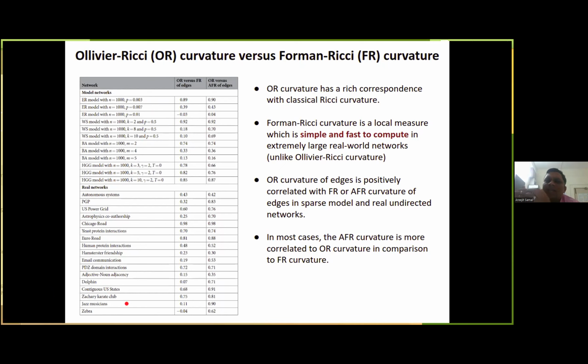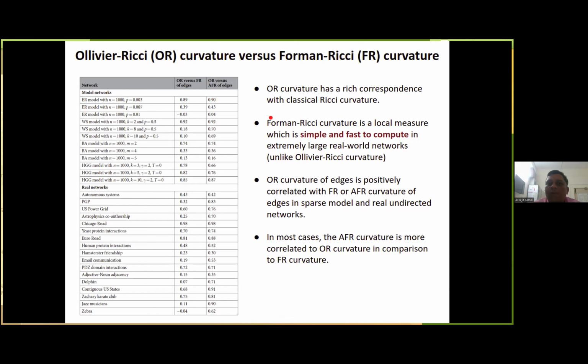And we wanted to see if there is any correlation between the Olivier-Ricci curvature and Forman-Ricci curvature. Most of you are geometers here, so you can see that since these are discretizations of curvature, there is no reason why they should be correlated. But it turns out that in practice, when you study this correlation in real-world graphs, and especially if you take the augmented version, where you account for the triangular faces as well, the correlation is even higher.